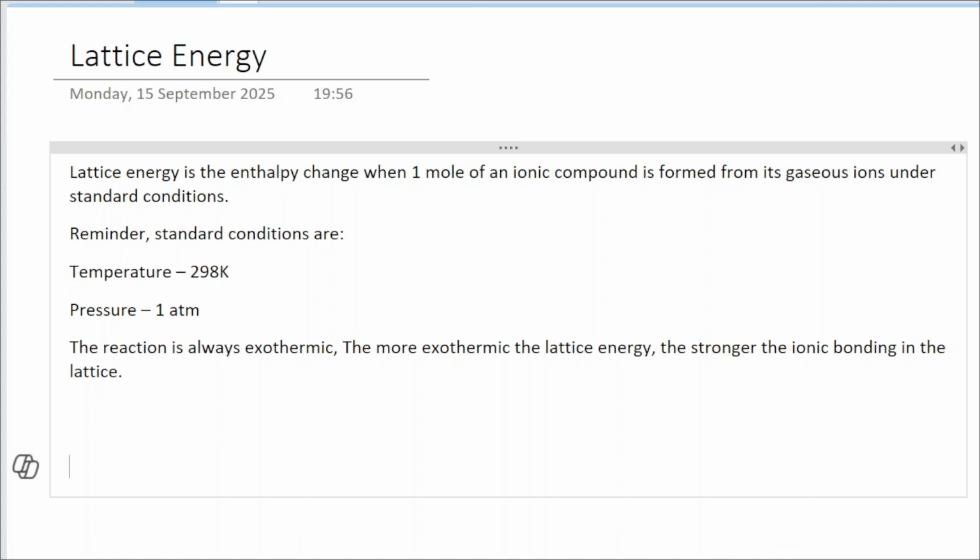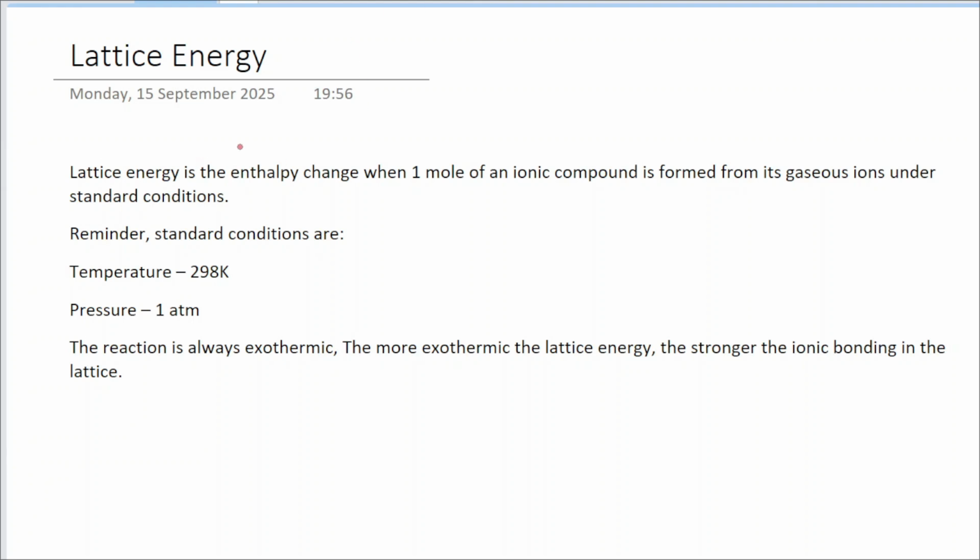Today we'll be discussing lattice energy. So let's get straight into it. What is lattice energy? Lattice energy is basically the enthalpy change or the energy change when 1 mole of an ionic compound is formed from its gaseous ions under standard conditions.